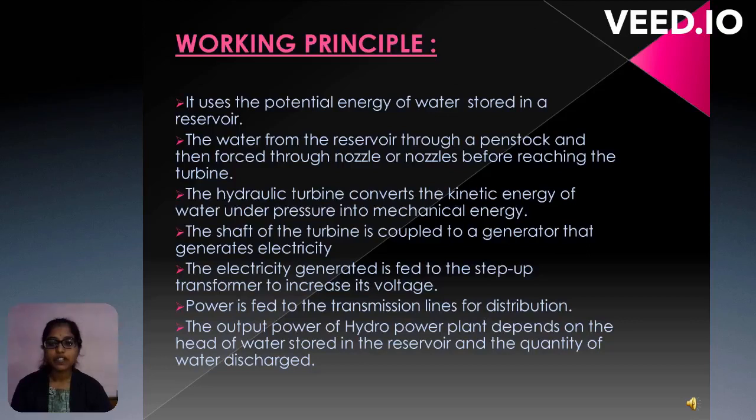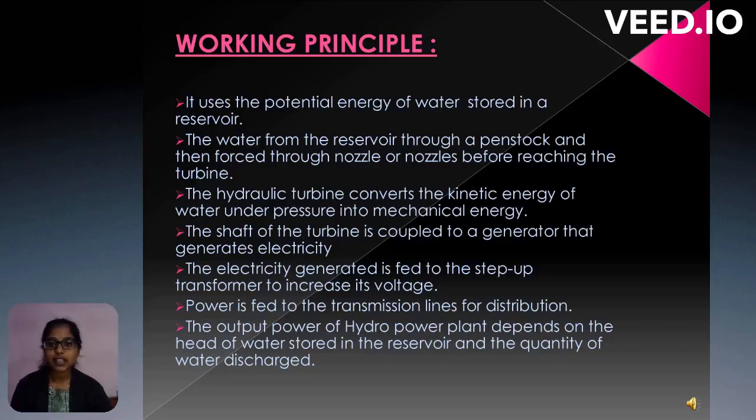Working principle of a hydroelectric power plant. It uses the potential energy of water stored in the reservoir. The water from the reservoir flows through the penstock and is then forced through the nozzle or nozzles before reaching the turbine. The hydraulic turbine converts the kinetic energy of water under pressure into mechanical energy. The shaft of the turbine is coupled to the generator that generates electricity.